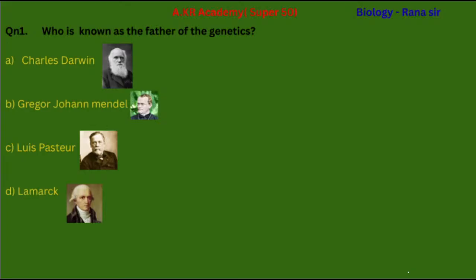Our first question is, who is known as the father of genetics? First one is Charles Darwin, second one is Gregor John Mendel, third one is Louis Pasteur, and D. Lamarck. Which one is correct?